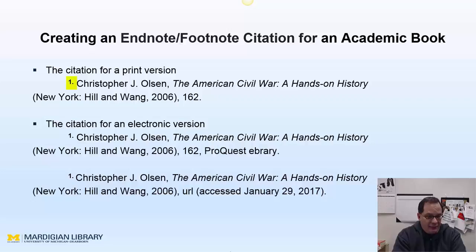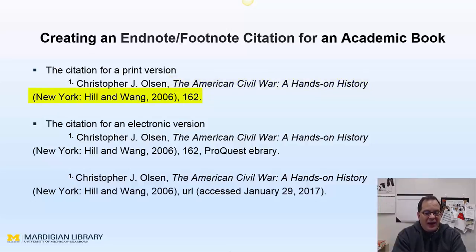So remember that. And then we list the author's name, starting with the first name, middle initial, and then the last name. In this case, it's Christopher J. Olson. Then we have a comma, and then we italicize the title of the publication, The American Civil War, A Hands-on History. And then in parentheses, we indicate the place of publication. In this case, it is New York.